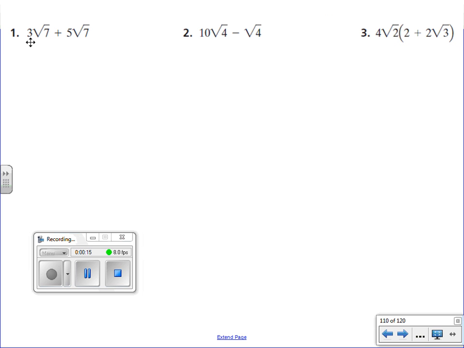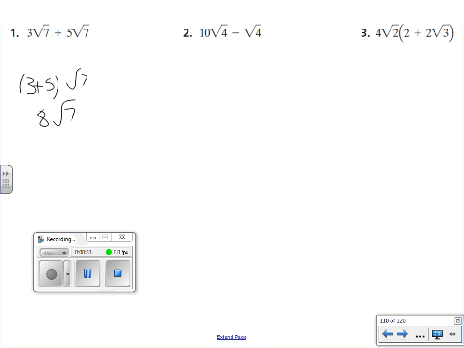So first of all, we're just adding both root 7s. We're combining them. It's just 3 plus 5 root 7, which is just 8 root 7. 3 root 7s plus 5 root 7s gives us 8 root 7.